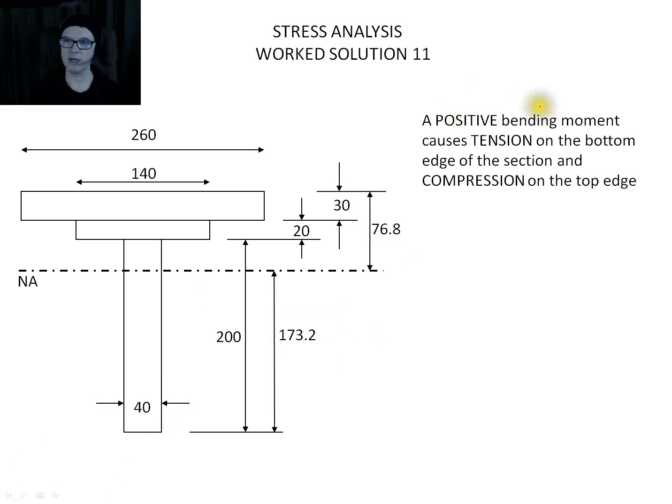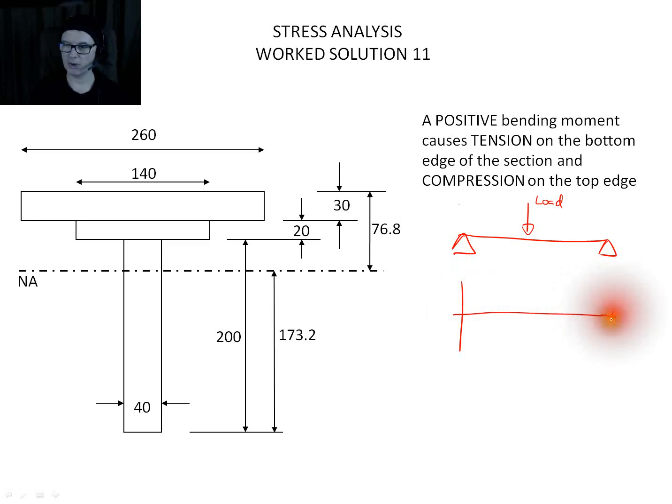So a positive bending moment causes tension on the bottom and compression on the top. You're going to have to go back and think about what we mean by that in terms of the sign convention that we're using. So we're going to put a load on top, and we could then sketch what a shear force diagram would look like. That would create a positive reaction there, positive reaction there. So the shear force diagram looks like that. Okay, so that's my V against X.